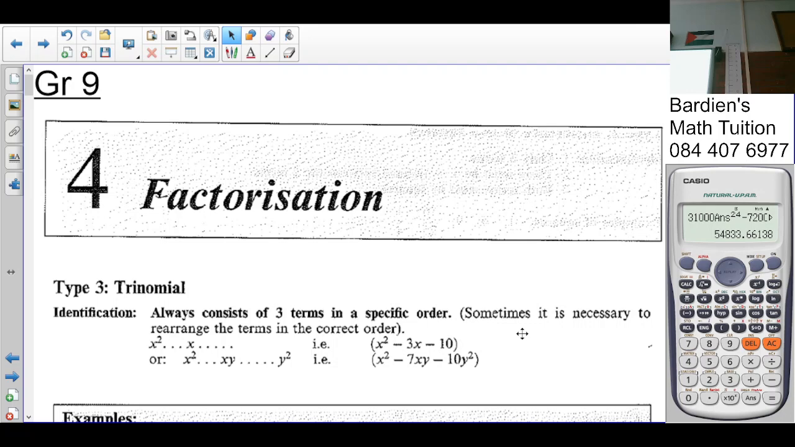So if the trinomial is not in the form of x squared, x and constant, then we get it from that. Okay? Example is x squared minus 3x minus 10, in other words. Or x squared, xy and y squared, where an example of that is going to be x squared minus 7xy minus 10y squared. Okay? That is how we can identify a trinomial. Alright?